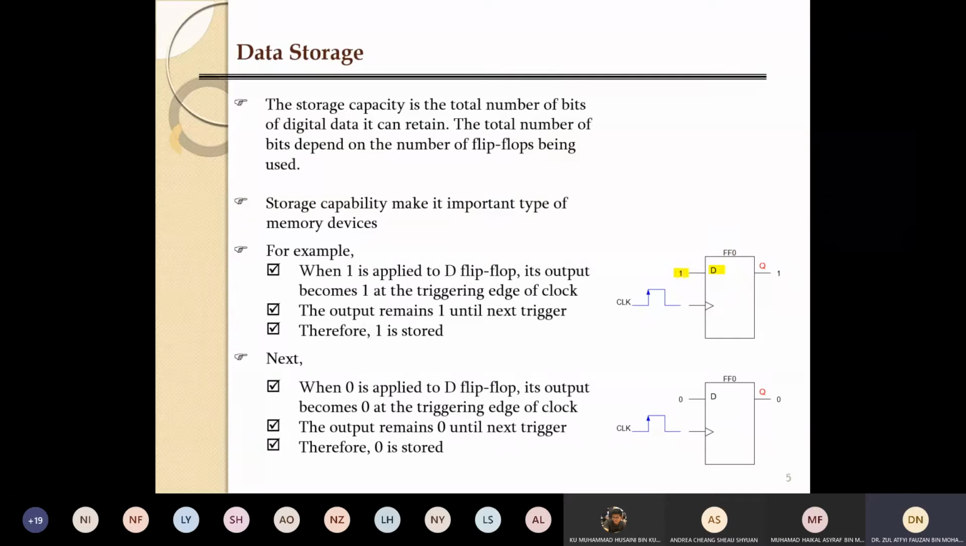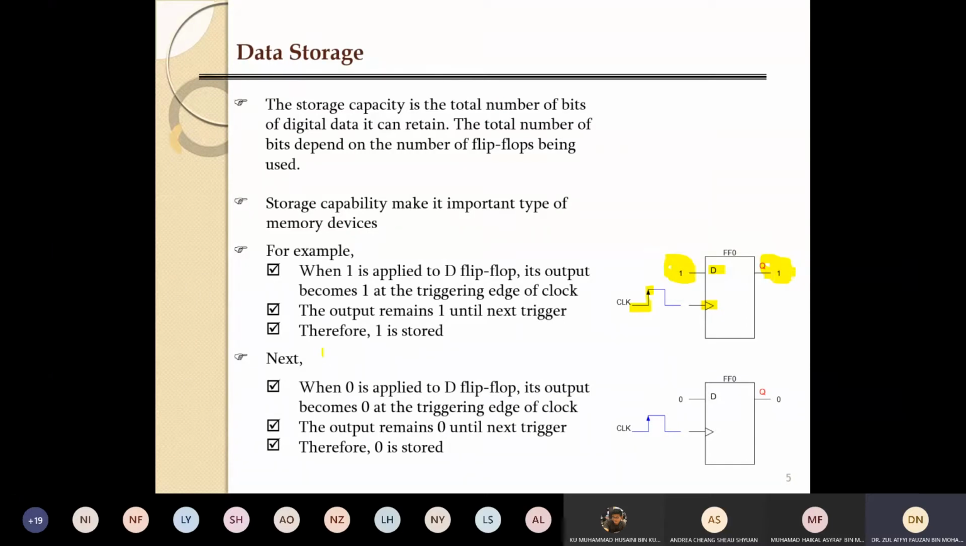For D flip-flop 0, we have input 1, this one, and then during the first clock, you have to look at this type of clock. This clock means positive edge clock. So during the first positive edge clock, this input 1 will become the output. The output remains 1 until the next trigger. So this one is still here, it remains here until, for example, there is another flip-flop, and when the next clock comes, this one will move to the other flip-flop.